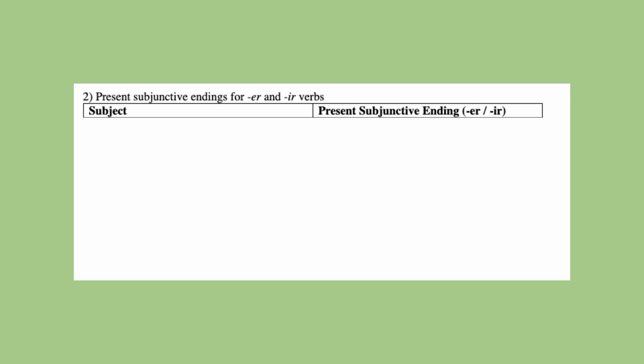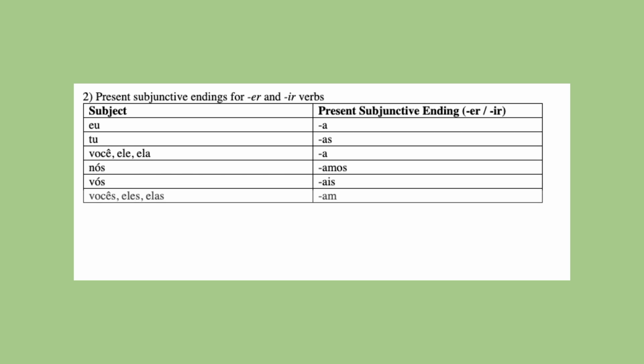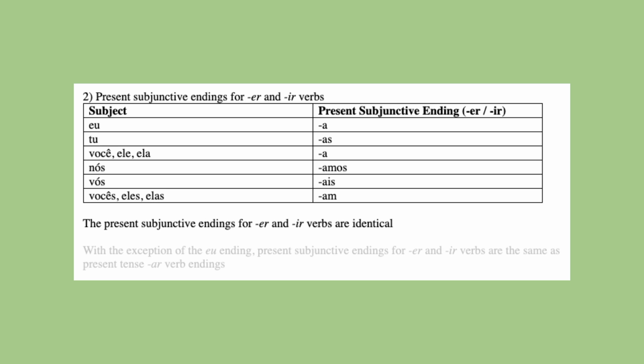ER and IR verbs share one common set of present subjunctive endings: a, as, a, amos, ais, am. And you should notice that with the exception of the eu ending, the present subjunctive endings for ER and IR verbs are the same as present tense AR verb endings.